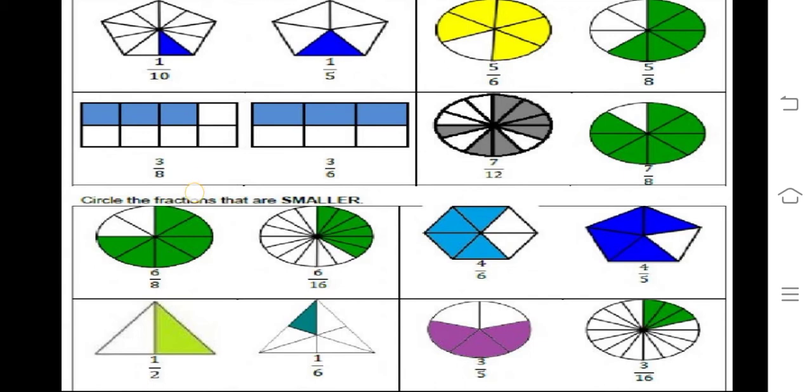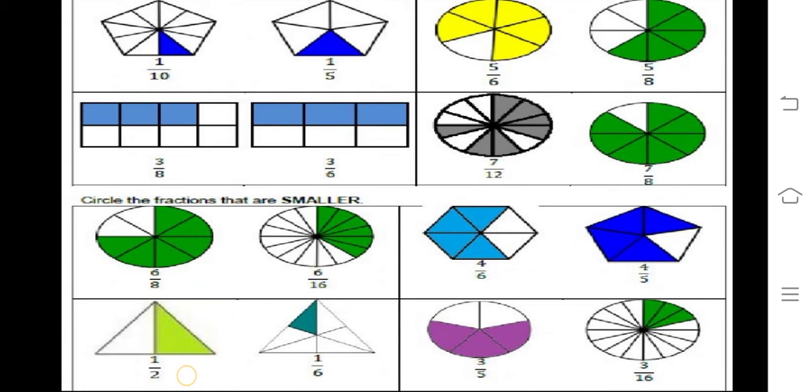Next figure you see, 3 by 8. The numerators are the same. 3 by 8, 3 by 6. Here 8 is a big number but the value will be less. So 3 by 8 is lesser than 3 by 6. Now look at this, 6 by 8 and 6 by 16. Here in 6 by 8, 8 is lesser than 16 but the value will be great. So 6 by 8 is greater than 6 by 16.